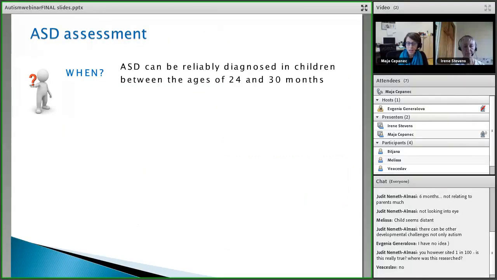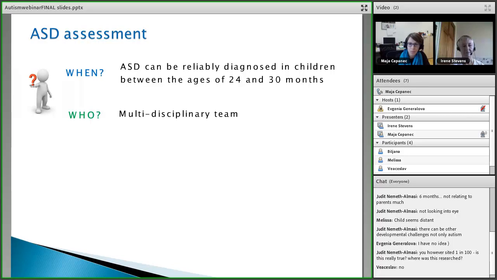So if you have a child that has possible autism, you should do ASD assessment. It could be done in children between the ages of 24 and 30 months. That does not mean that we cannot see signs of autism before that age, but it is wise not to do it before the age of 2, because the reliability of diagnosis is lower if you do it under the age of 2.